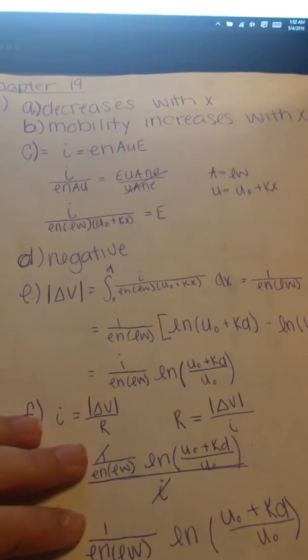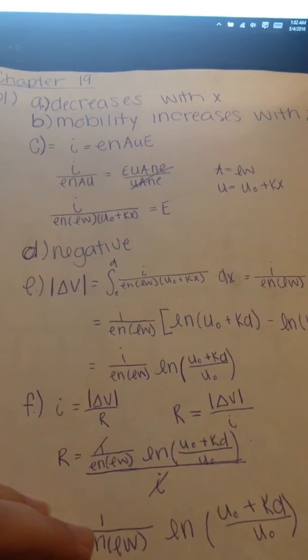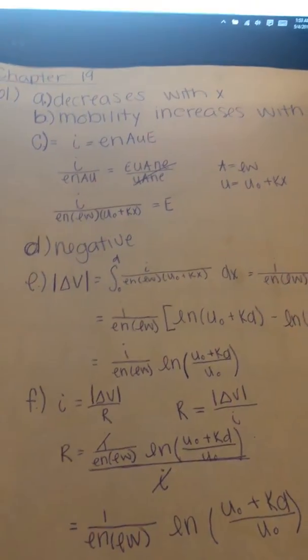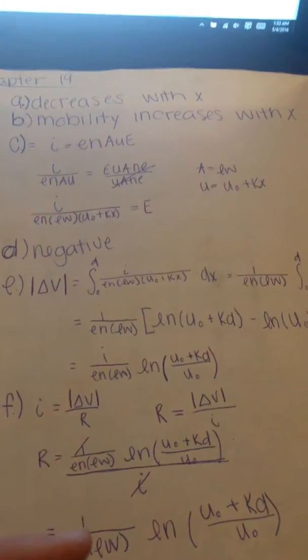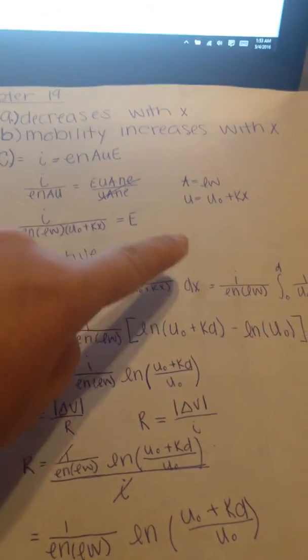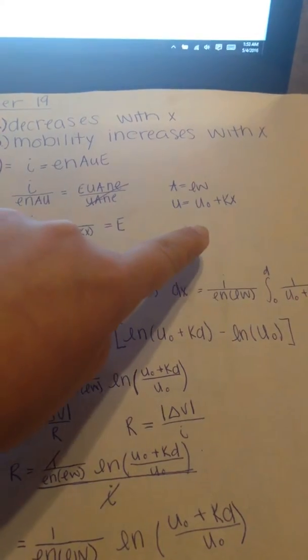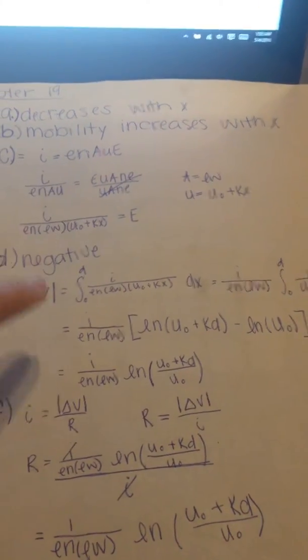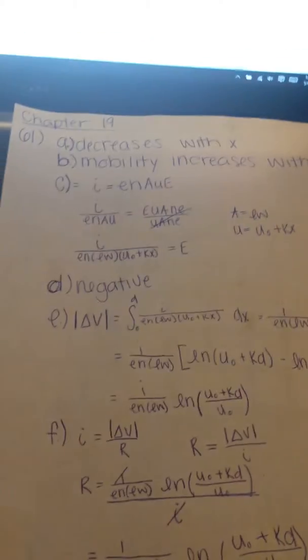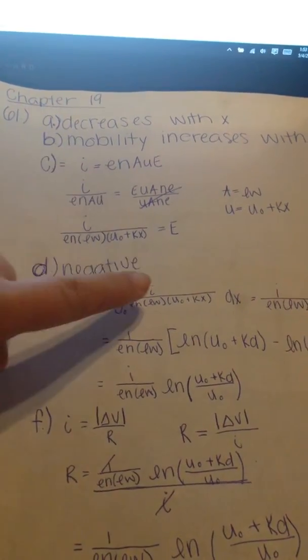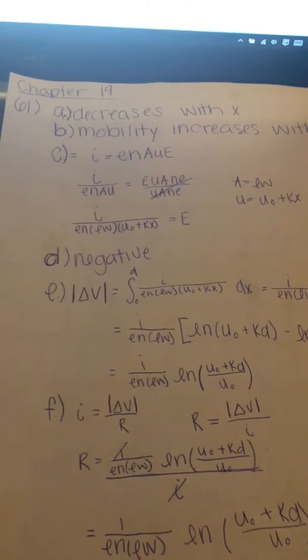And so we know that I is equal to EnAuE. As I said earlier, A is going to be length times width because that's the area. u is equal to u sub naught plus kx. And that was given to us in the problem. So we just use this equation, we plug in, and we're going to solve for E. And that's pretty much all you do there.